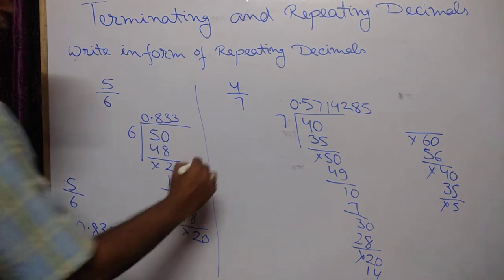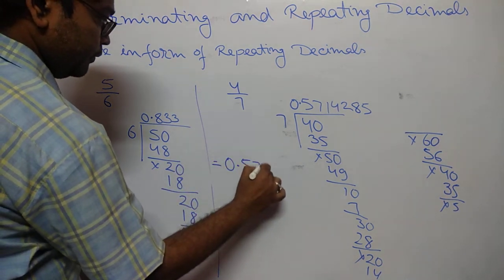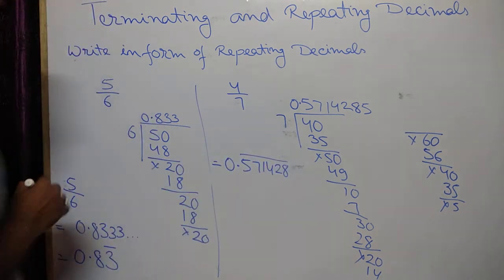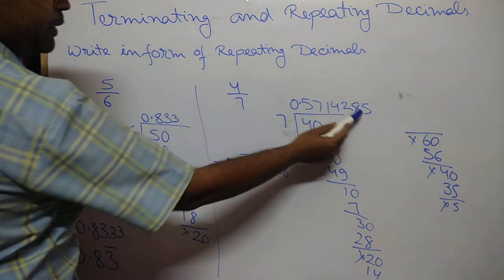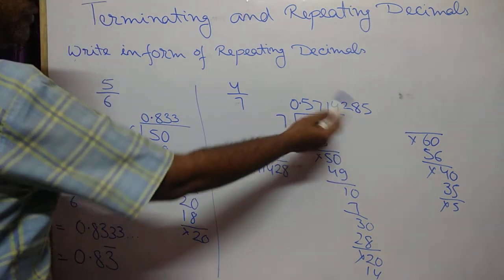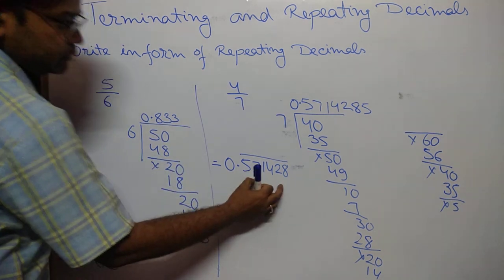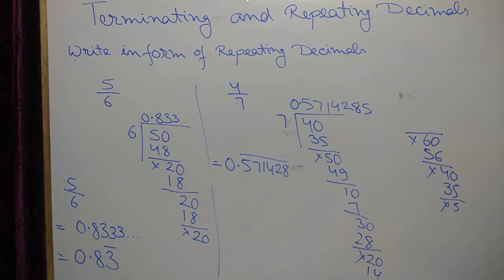So we can write this as 0.5711428, and this is your repeating. Means what? After 8 again 5 repeating, 7 repeating, 1 repeating, likewise. So this is a group of repeating. So hope you can easily solve all these questions. Move to the next question.